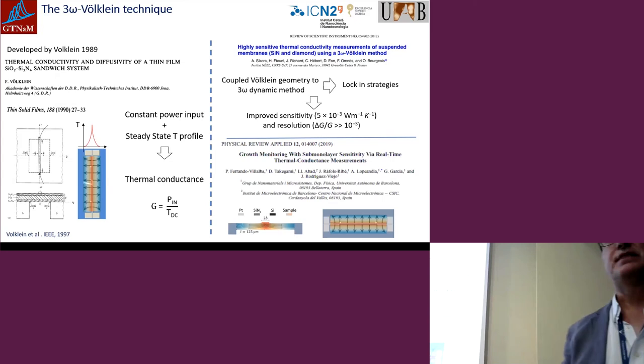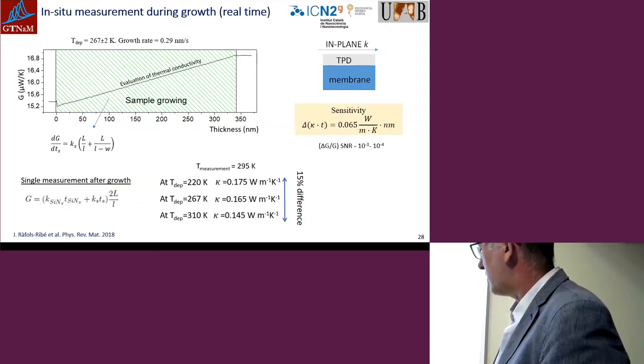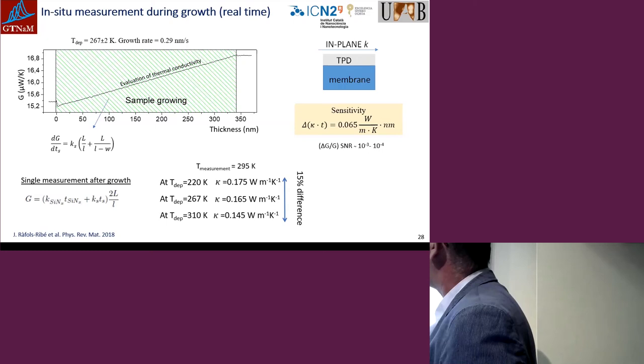And then we can map the growth of the film even before coalescence. So we can see when we have some islands on top of our membrane, we start to see some changes in the thermal conductance. I'll come to here and I'll go back in a second. This is the thermal conductance as a function of thickness when we are growing a film, and we can map the small changes of the thermal conductance.